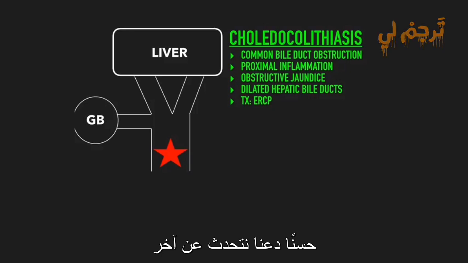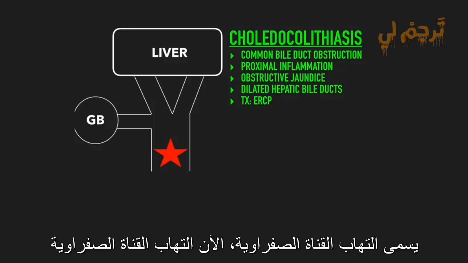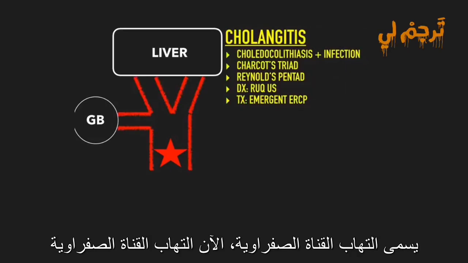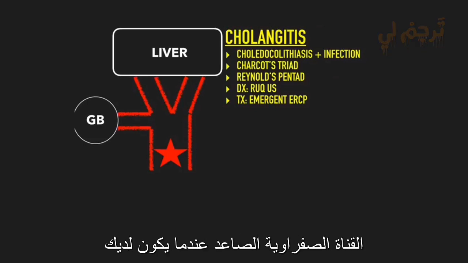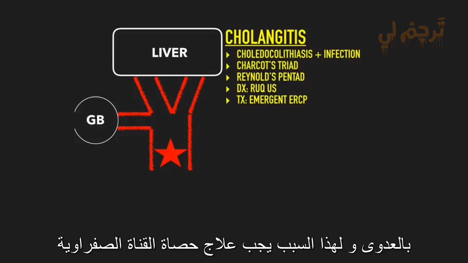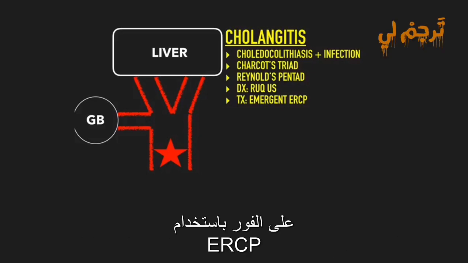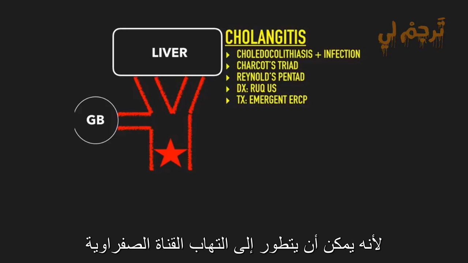All right, let's talk about the last biliary disease process. It's called cholangitis. Now, cholangitis, or sometimes called ascending cholangitis, is when you have a choledocholithiasis and then you get an infection. That's why choledocholithiasis needs to be treated promptly with ERCP, because it can progress to a cholangitis.